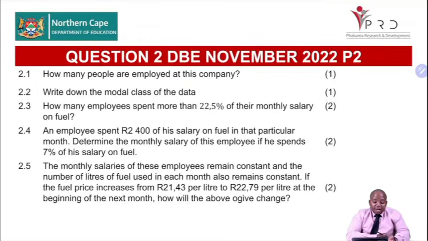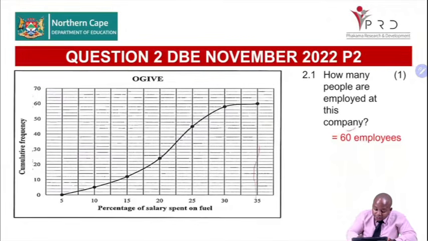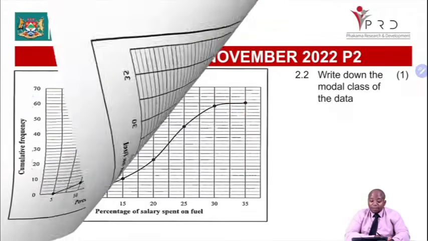Welcome back, grade 12s. Let us look at 2.1 until 2.5. Now, 2.1 reads as follows: how many people were employed at this company? To answer 2.1, we just check the highest value in our cumulative column. We can see that our highest value was 60. So the number of people employed here was 60 employees.